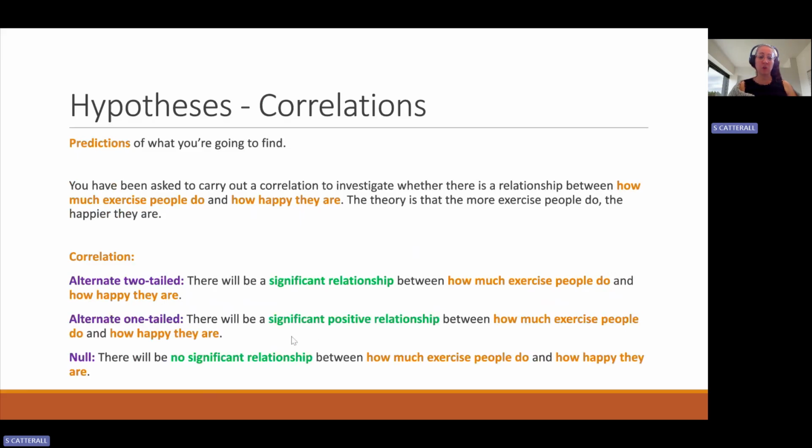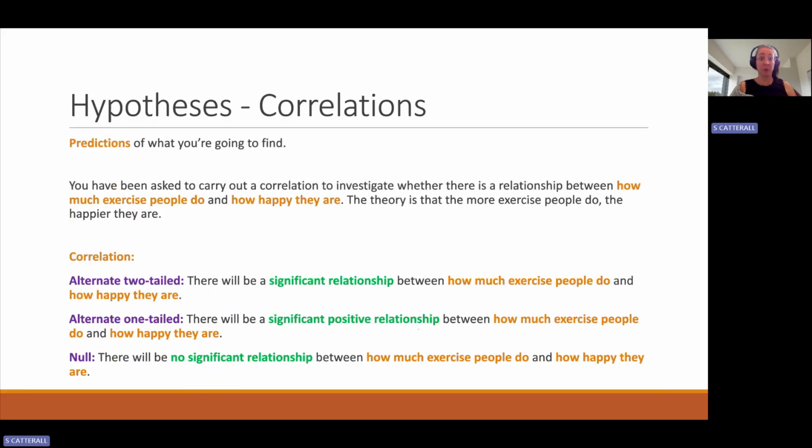If it was a directional one, then the only difference is you put the word positive or negative, because there are the two types of correlations that you can predict. I feel like there was a question about that on a past paper, but it's not on the spec, which is quite confusing. Or maybe that was on an A-level paper, I'm getting confused. But in case that happens, you know the difference now. And then obviously for a null hypothesis, it's there'll be no significant relationship, and again we've got the two variables. So nice and easy once you know how to do it.